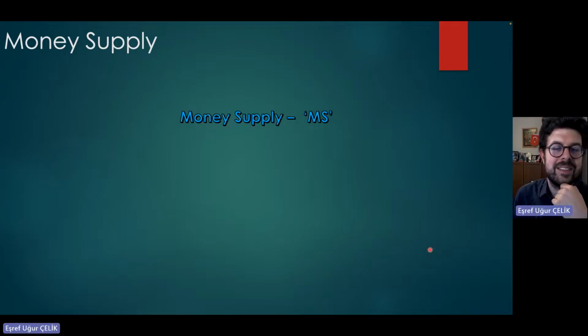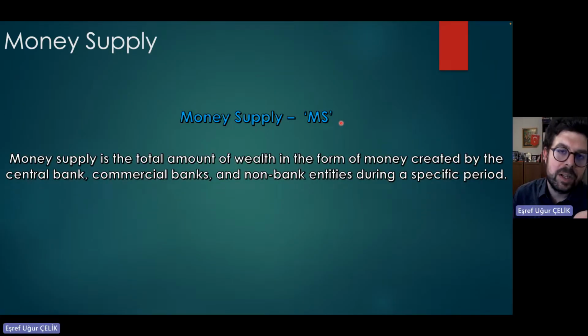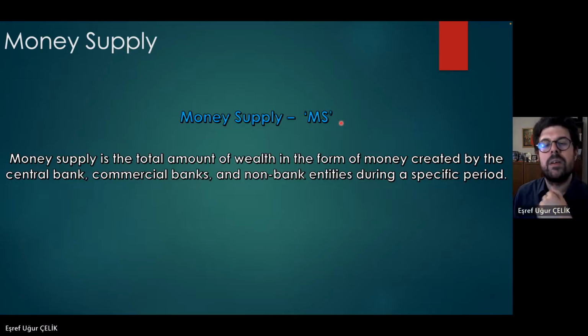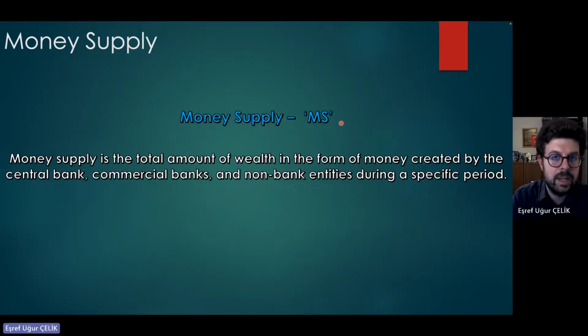Okay, after looking at the money demand, we come to the money supply part. We can use MS for money supply. You already know the meaning of money supply. In previous weeks, we focused on the details of money supply. But let's look again in a different way. Let's look at the definition. The money supply is the total amount of wealth in the form of money created by the central bank, commercial banks, and non-bank entities during a specific period.